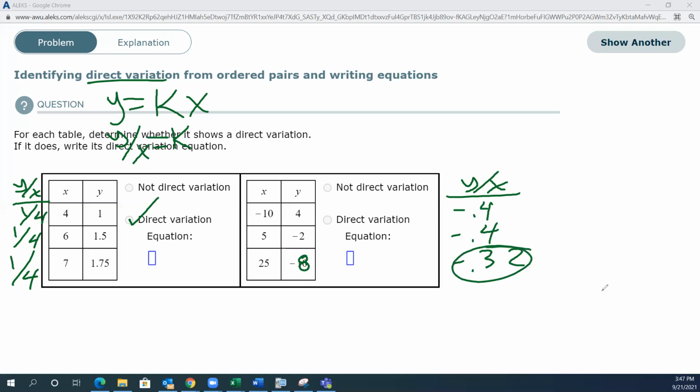Uh-oh, one of them's different. So, our y over x's are not constant. So we don't have a constant of variation based on the direct variation equation. Therefore, not direct variation.